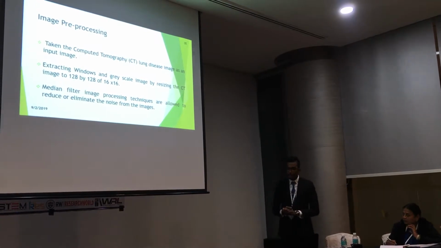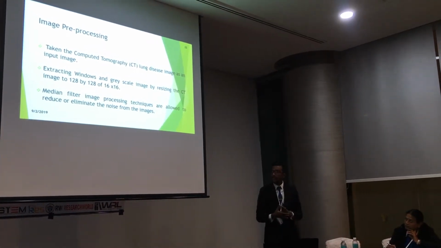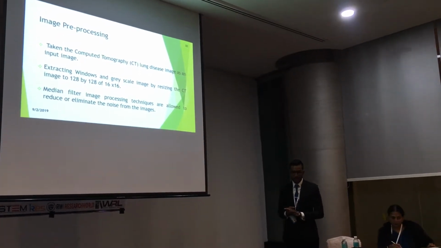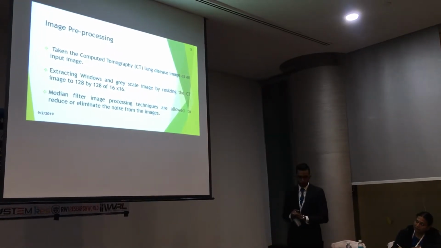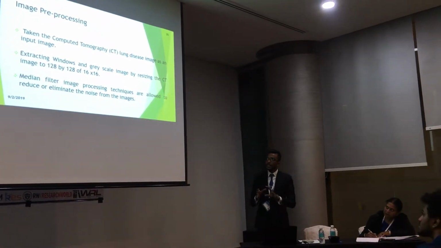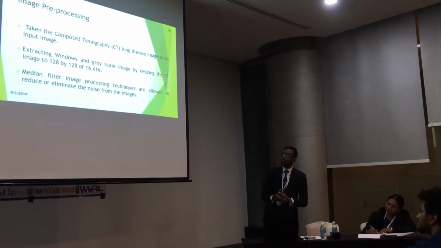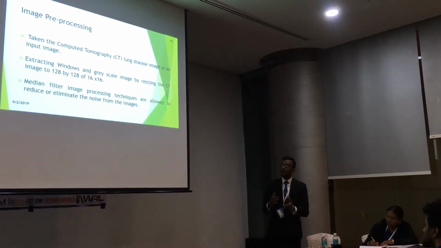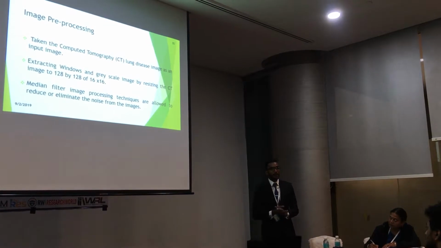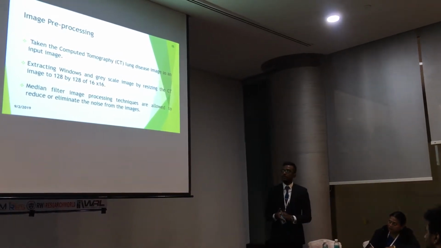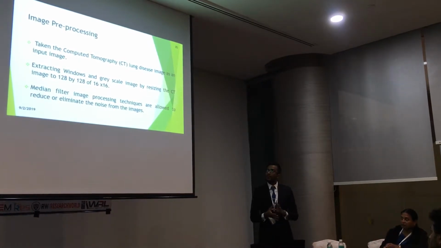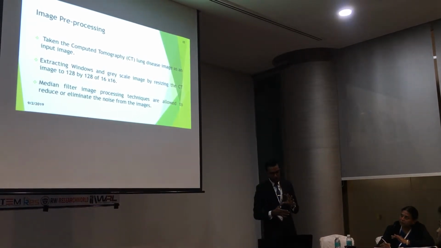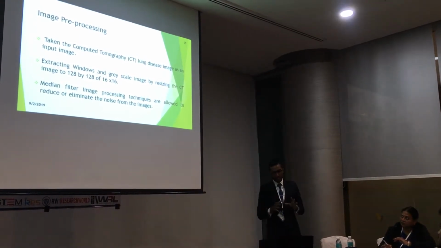Image pre-processing is commonly aimed at removing low-frequency background noise, enhancing or removing data in images before computational processing, and normalizing the intensity and concentration of the individual fragment images. So the image pre-processing stage is mainly categorized into three stages. First, the computer tomography lung disease image is taken as the input image. Then we extract the window and grayscale image by resizing the computer tomography image to 16 by 16 pixels. Then we apply a median filter image processing technique to reduce the noise in the images. So this is the basic step of the proposed model and other stages are dependent on this stage.